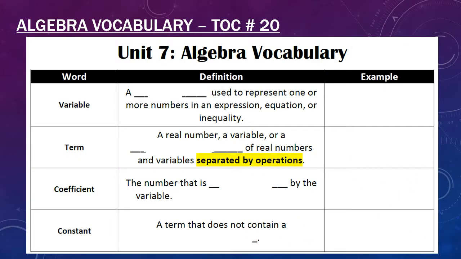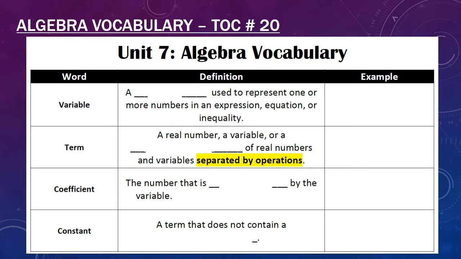At the very top of TOC 20, let's dive into some vocabulary words. So you will see some vocabulary on the left of that table. It is variable, term, coefficient, and constant.